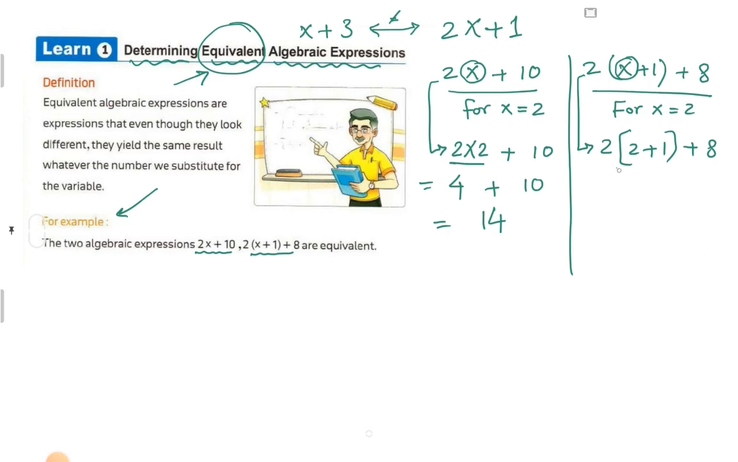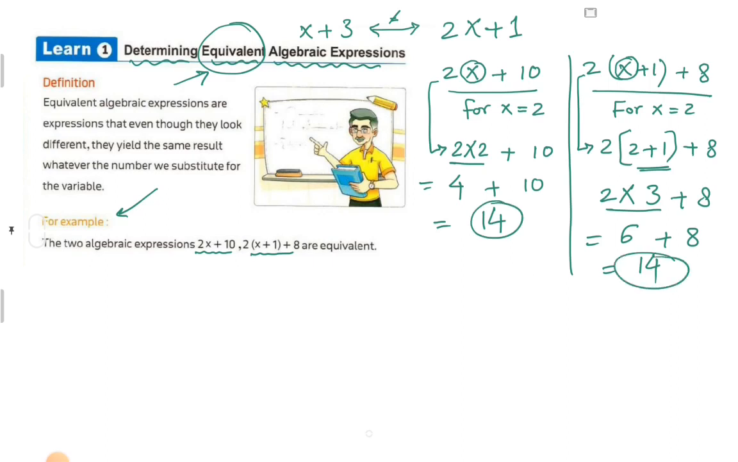The other expression, 2 by, we have here parentheses. So first do the parentheses. 2 parentheses, that's mean 2 by the parentheses. Result, 2 plus 1 equal 3 plus 8. Times first equal 6 plus 8 equal 14. We now know that the two expression is equal each other if I substitute x equal 2 at the same time.